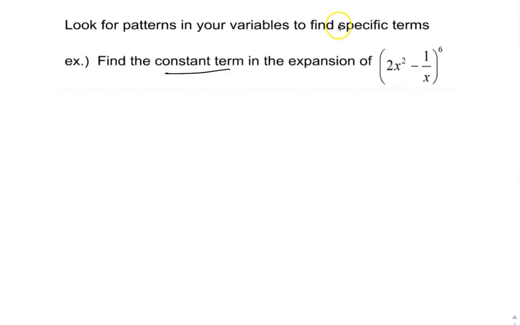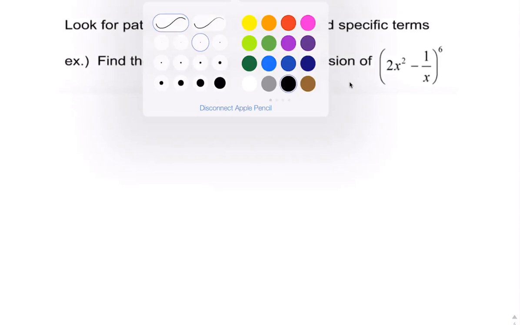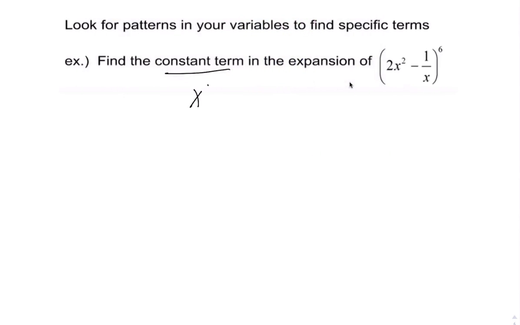The next one: look at the patterns to find specific terms. Find the constant term of the expansion. So here's the first thing. The constant term is x to the 0. That's what we're looking for here. So we do what we always do. I start with this.